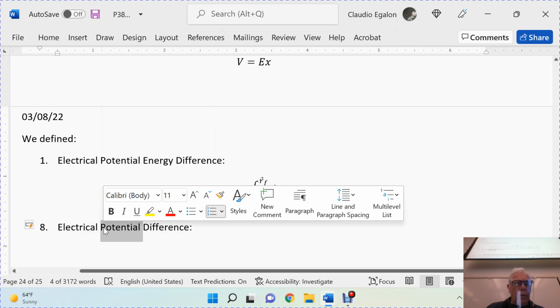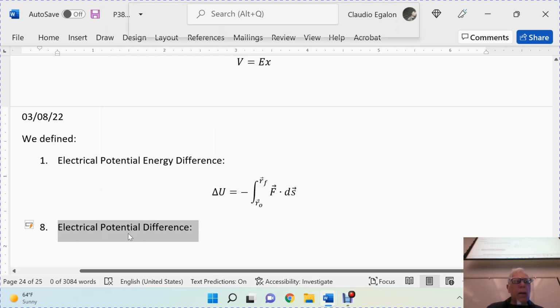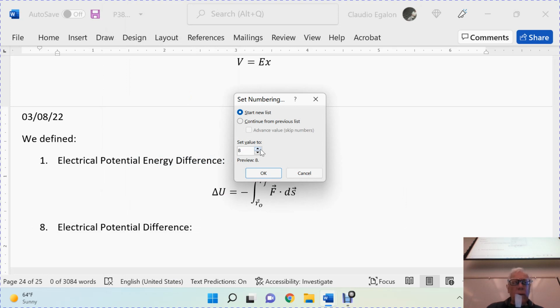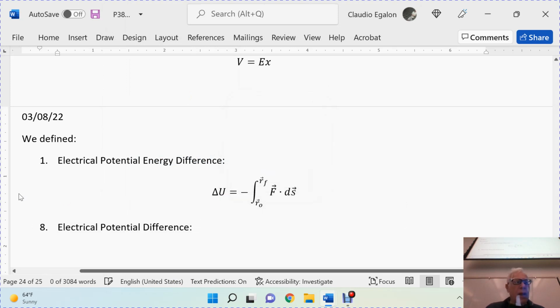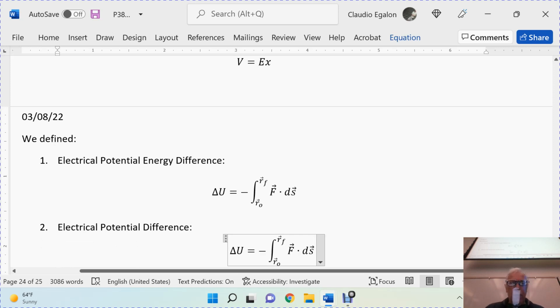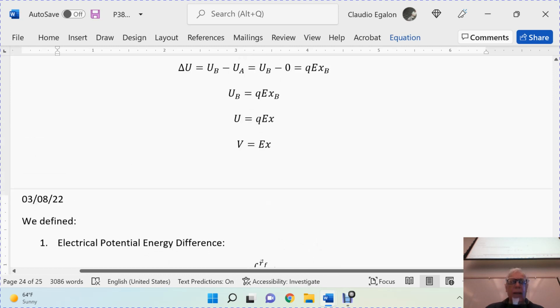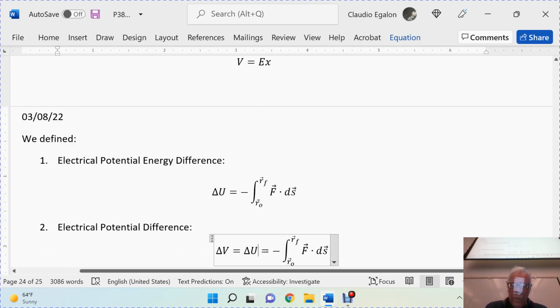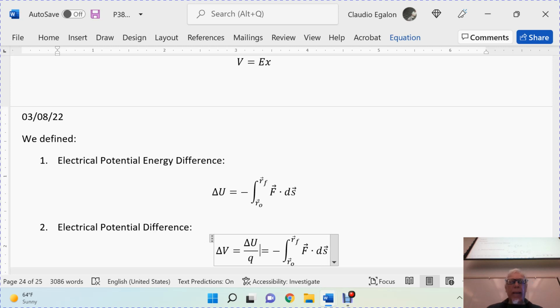How do you define that? Let me show you how to define that. The electric potential difference is going to be, and we're going to give it a different name because it's a different quantity, delta V, which is delta U divided by Q.